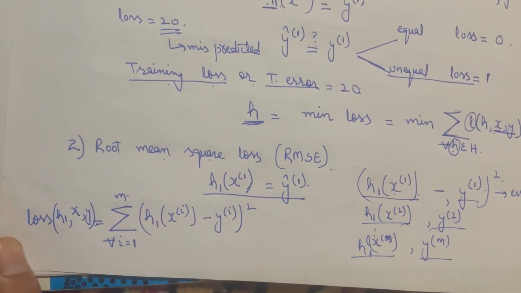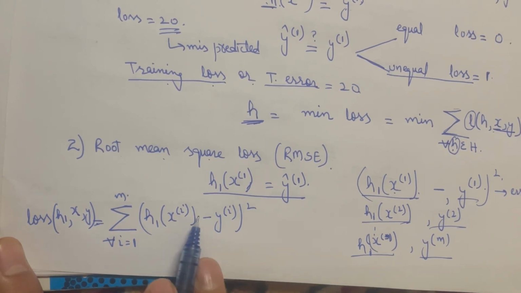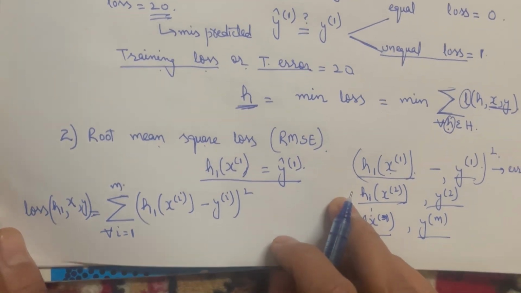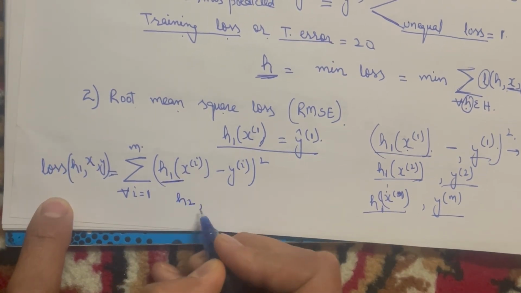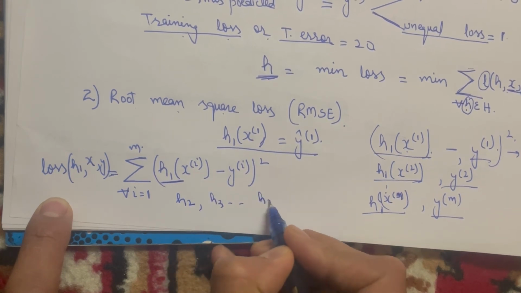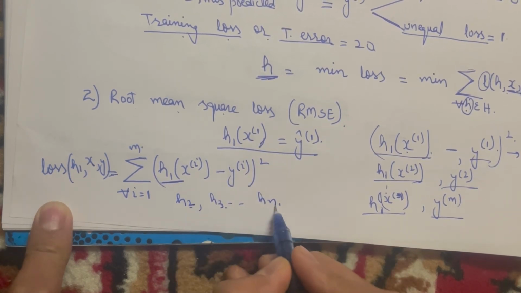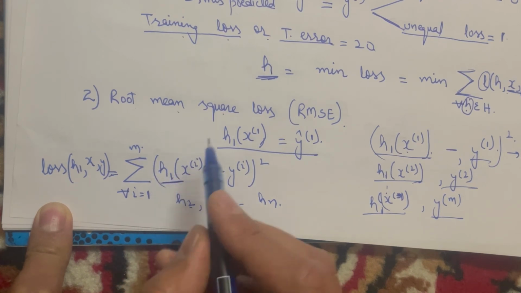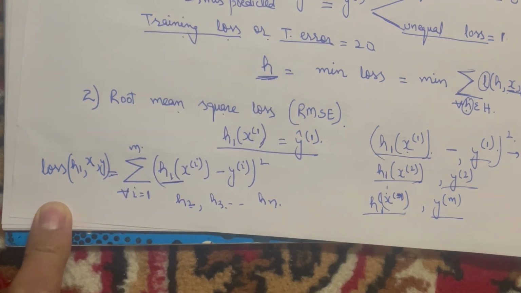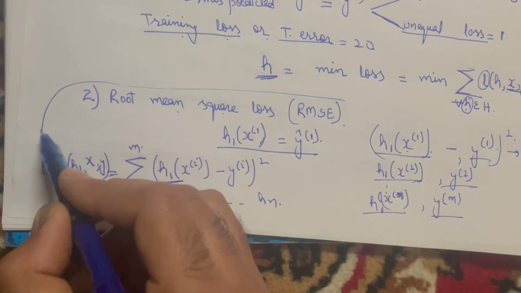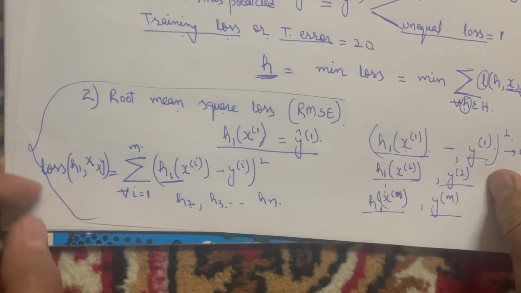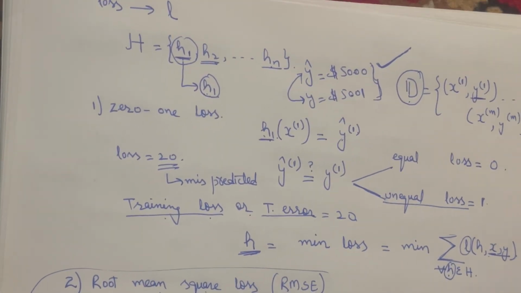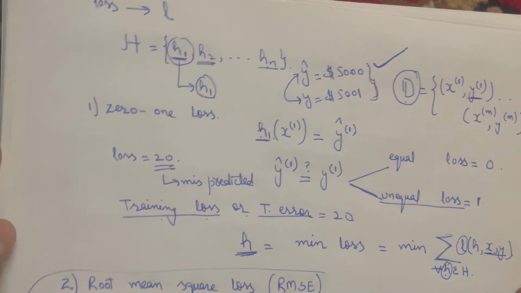So this is the total loss, h1(xi) minus yi. Similarly, we will calculate this particular loss for h2 function, for h3 function, for hn function, and the function that gives the minimum loss will be taken as the final hypothesis function. And this particular loss we will be using more frequently. Okay, so I hope you understood the main nature of training, how we train our machine learning system.